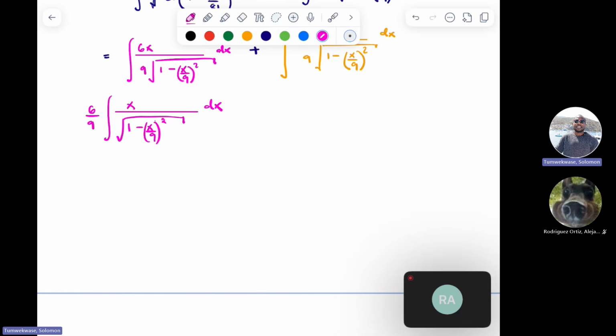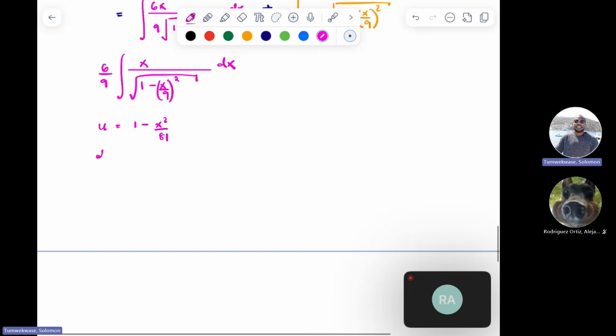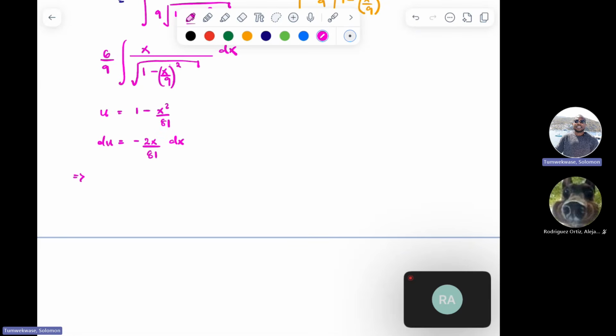So therefore, this is just a substitution. Let u be 1 minus x squared over 81. So my du is the same as negative 2x over 81 dx. Substitute everything back, we shall have 6 over 9 integral of x over square root of u, then times dx.